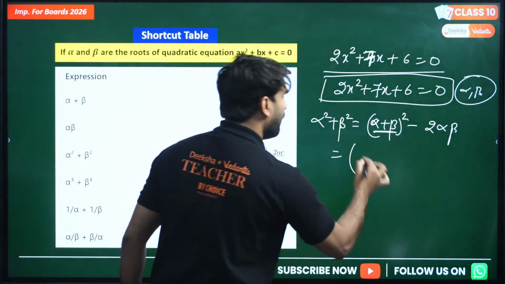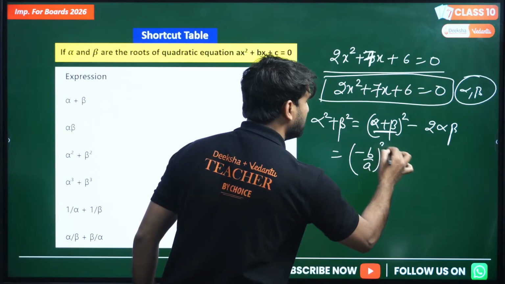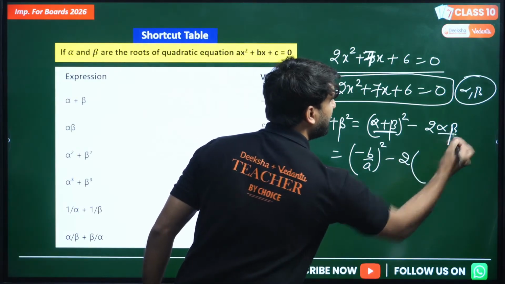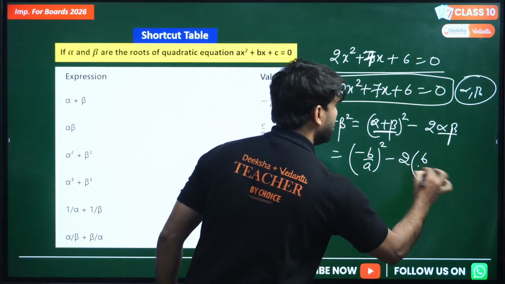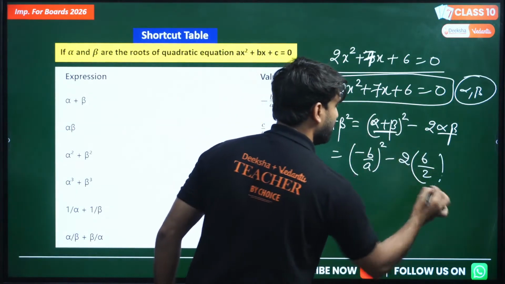And the sum of roots is what? Minus b by a, whole square, minus 2 alpha into beta. What is alpha into beta? The product of roots, which will be c by a. C is 6 and this is 2. Now you can solve this.